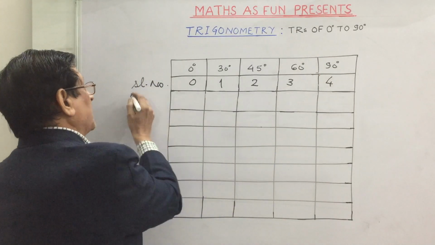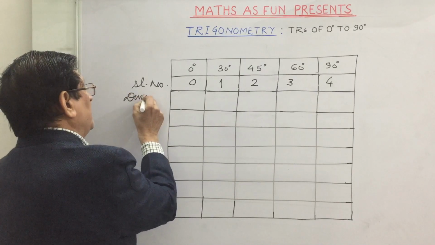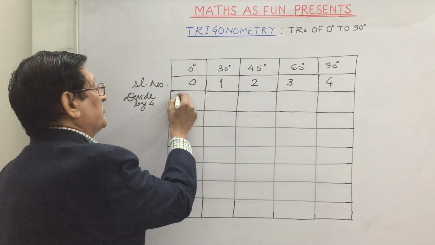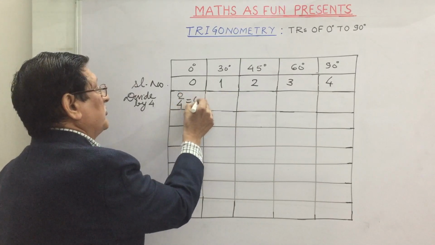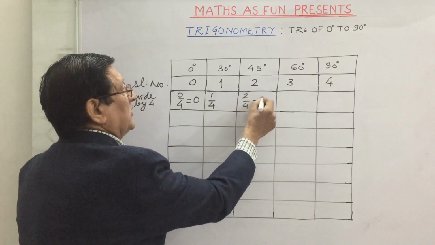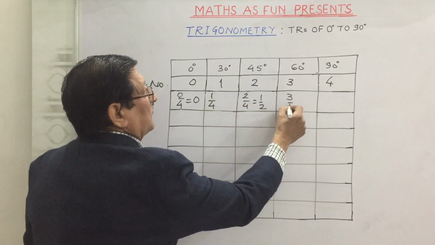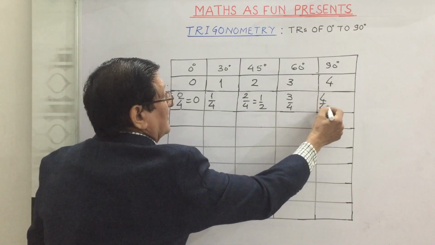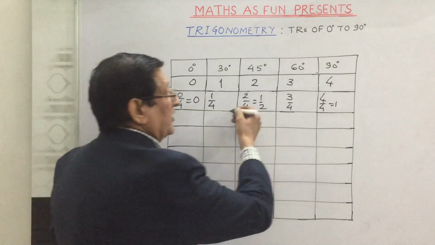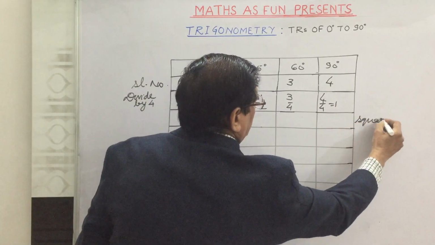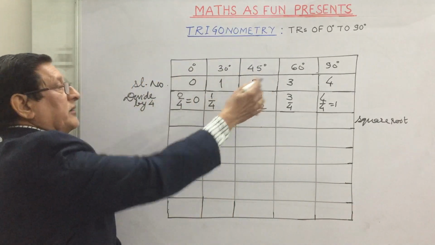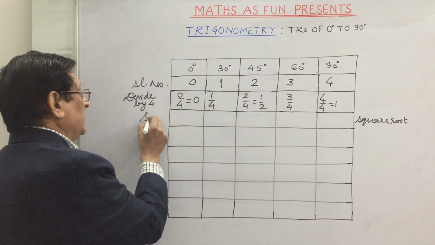So the next step is to divide each value by 4. If we divide these values by 4, this will give you 0 upon 4 is 0, 1 upon 4, 2 upon 4 is 1 upon 2, 3 upon 4 and then 4 upon 4 is 1. Now the next step is you find the square root of each of the values, and that square root will give you the sine of all these angles. So we write here sine.